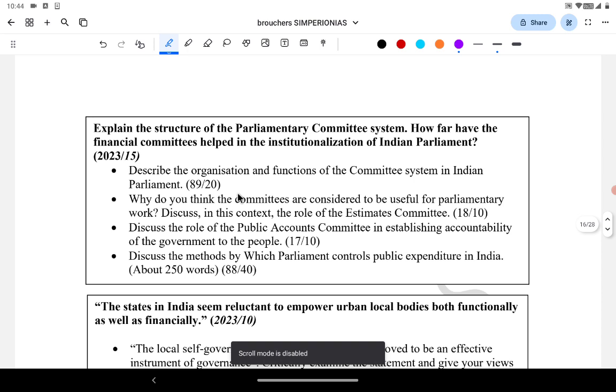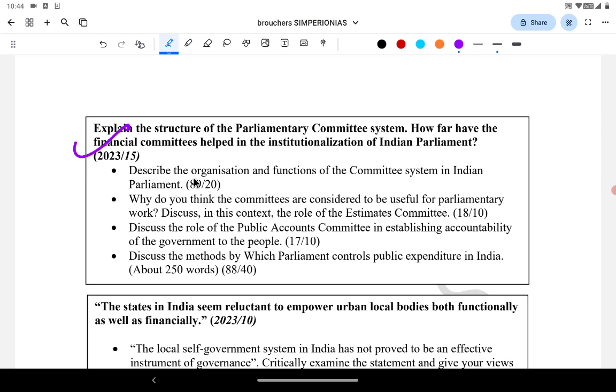Now coming to the next question. Explain the structure of parliamentary committee system. How far have the financial committees helped in the institutionalization of Indian Parliament? The first part is the structure of parliamentary committees.